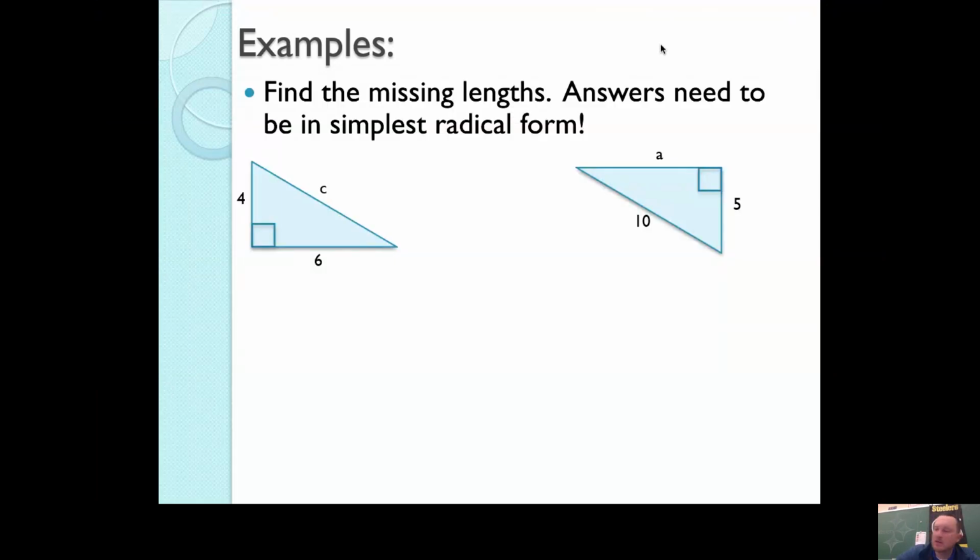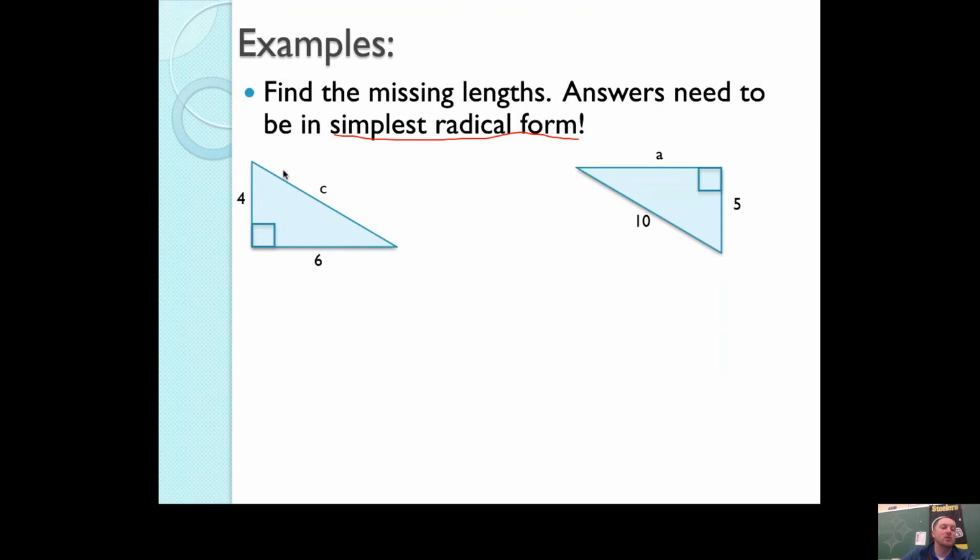This is a video for section 7.1 on the Pythagorean Theorem. We're going to use all of the skills that we've talked about in our previous videos to do a few problems. We're going to find the missing lengths. Answers need to be in simplest radical form. That's really important. That means when you write your answer, you're not going to have a decimal.